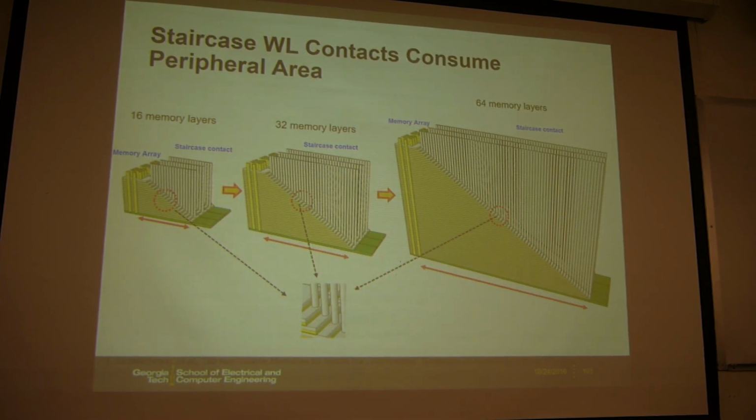So you see, this staircase word line contact consumes the peripheral area, because here this is your memory array. You have those pillars, vertical channel, and then you need to make this staircase for the word line contact, and then this is the wasted area under this staircase. Of course, this area will increase as you increase the number of layers, right, from this slide.